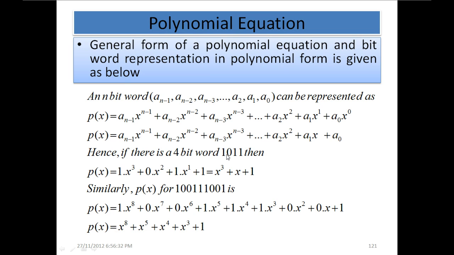If we have got 5 bits, then the first power of x will be 4, and if you have got 6 bits, then the first power of x will be 5, and so on. So p of x is equal to 1. So what will I do? I will just simply multiply this x cube.